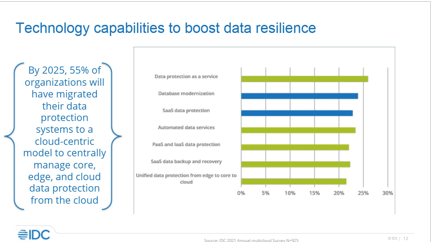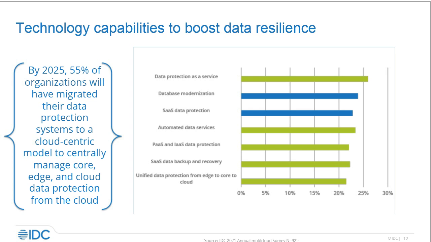In the next 3 to 4 years, we will see more than half of organizations will have migrated their data protection systems to a cloud-centric model so that they can centrally manage their core, edge, cloud, and cloud-native data protection from a unified platform. They're taking a platform approach rather than having siloed backup tools for their legacy environment and something for cloud-native and something for the cloud. They're just taking a unified approach so that they can have automated policies and extend it from core to edge to the cloud. So they're taking a modern platform approach. And we asked organizations what other technology capabilities they need.